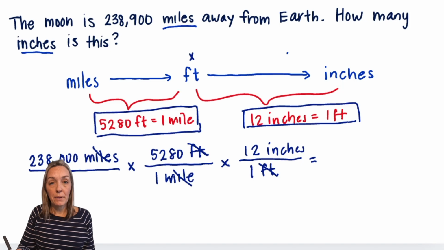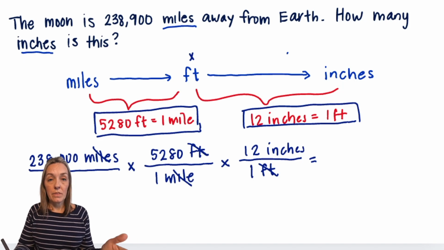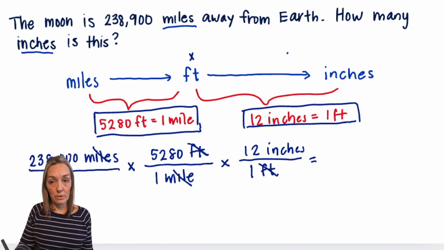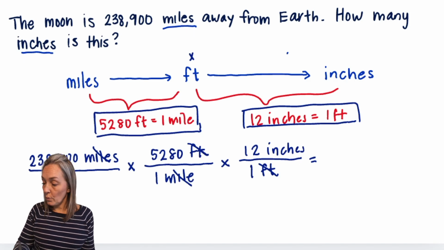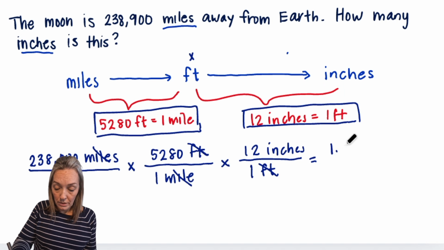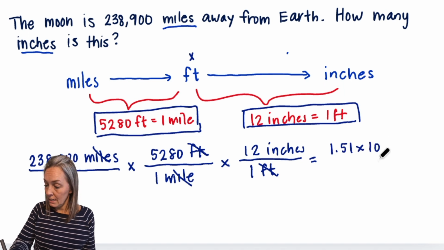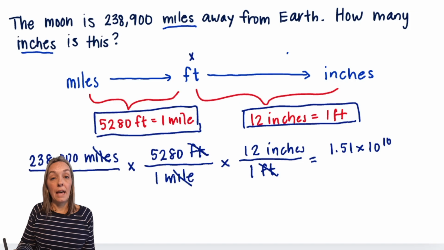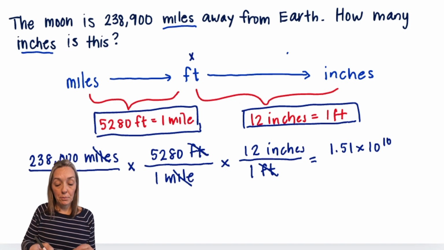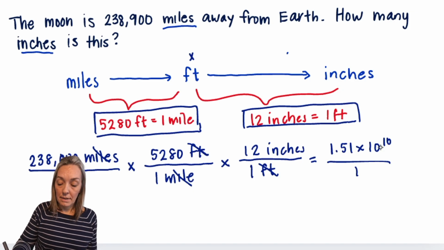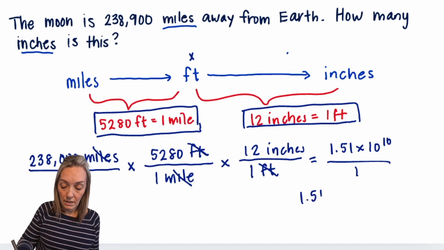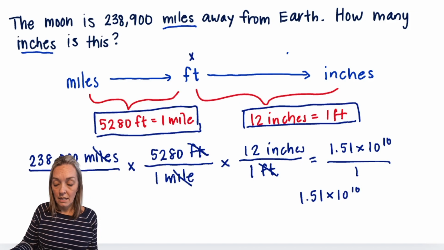When we solve, we're going to multiply across the top. Now, remember that before we saw in the last problem that the top was always 1. That's not always the case. In fact, there won't always be 1s depending on your conversions. So 238,900 times 5,280 times 12. When I do that, I get 1.51 times 10 to the 10th power. Then I'm going to multiply across the bottom. When I multiply across the bottom, I just have 1 times 1, which gives me 1. Take my top divided by my bottom, so 1.51 times 10 to the 10th.